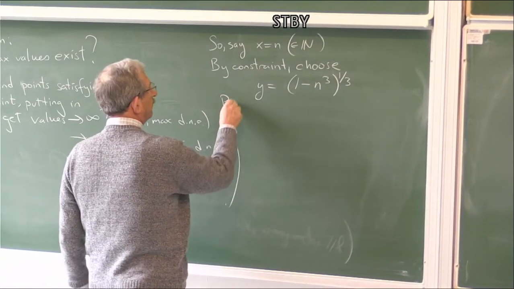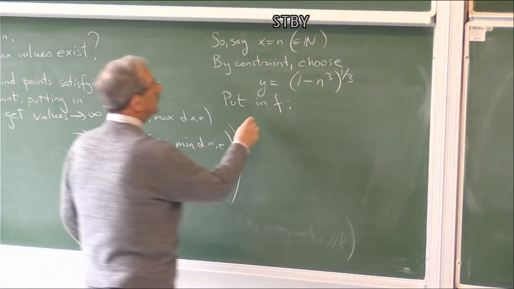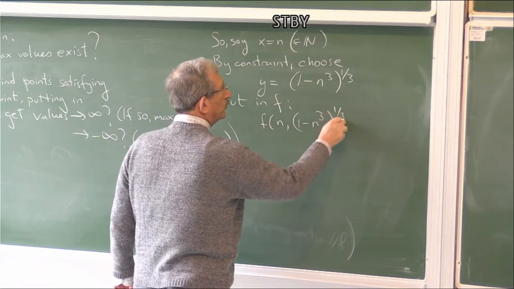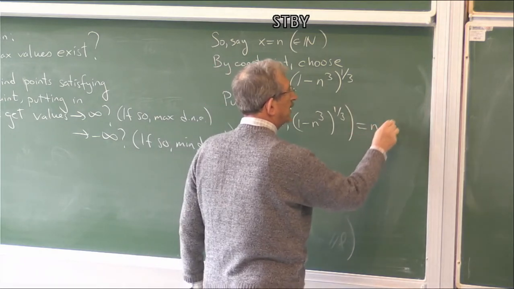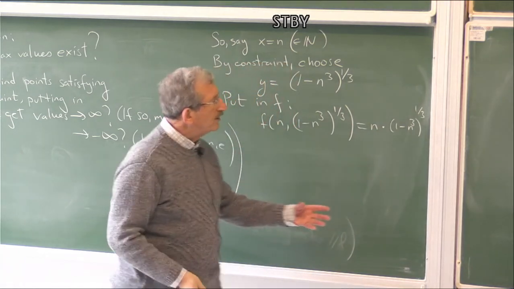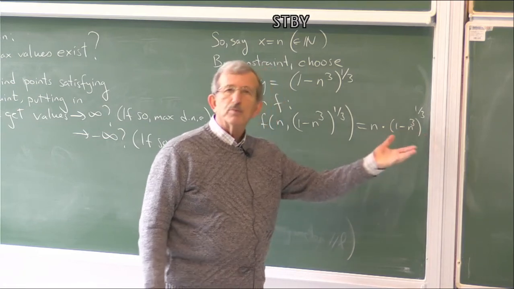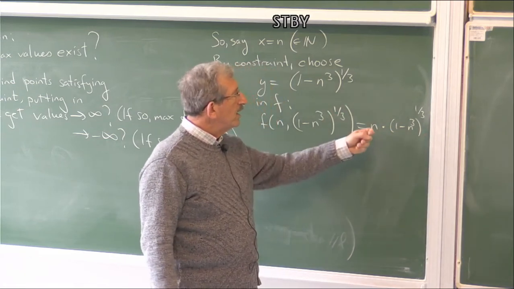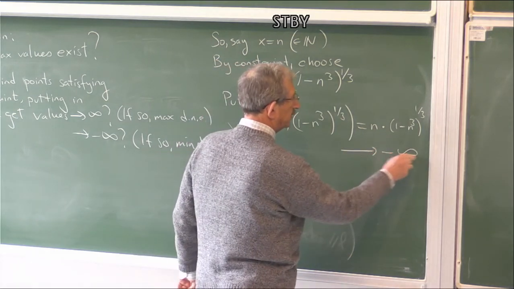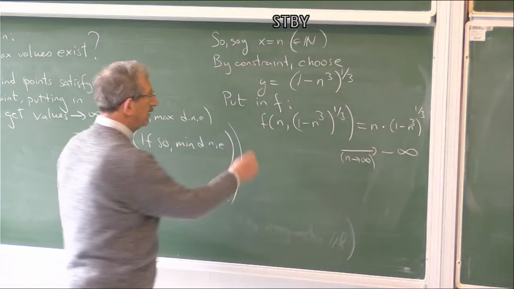Now, put in f. Well, f was just xy, so f of n and the cube root of 1 minus n cubed is just n times the cube root of 1 minus n cubed. Of course, if n is larger and larger, this part will go to minus infinity because the cube is an odd function. You can take minuses out. Multiplied by n gives you minus infinity when n goes to infinity. This means that there is no minimum.